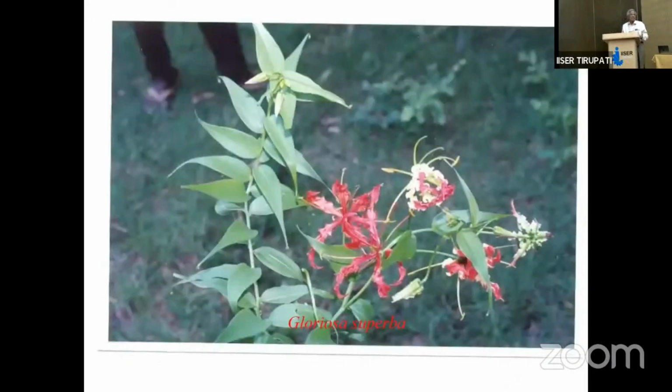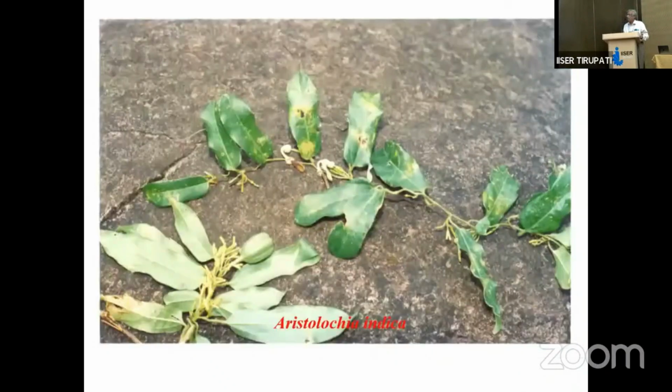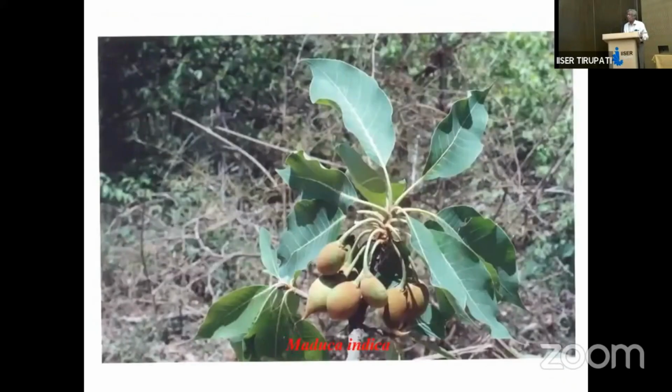This is an anti-cancerous plant. Here is one that is very common, Aristolochia indica. Tribals say that wherever this plant is there, snakes will not come, because aristolochic acid repels them. Well, this is Ippasarai, Madhuca indica, or Madhuca longifolia, Madhuca latifolia.